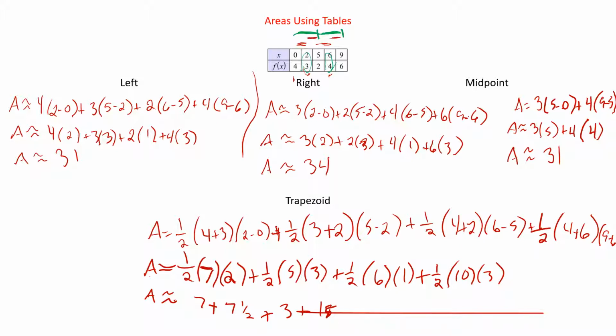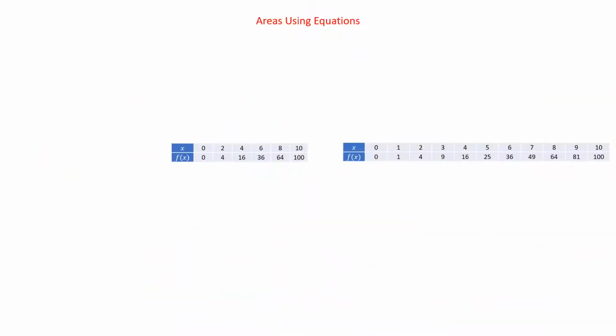I have no idea where that red line came from. Anyway, add these together. You have 10 plus 15 is 25, plus 7.5 is going to be 32 and 1/2. And so that would be using the trapezoid sum. We can find that. That's tables.